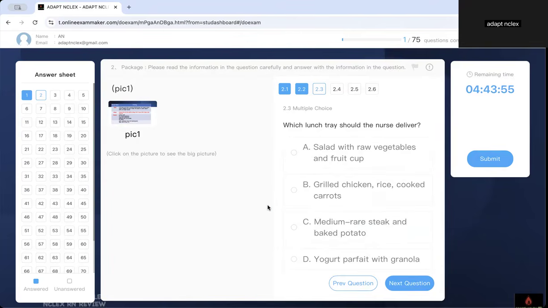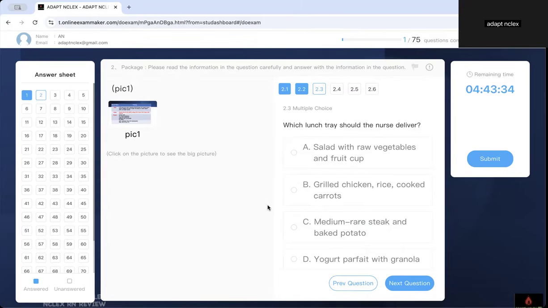Which lunch tray should the nurse deliver? I'm testing your knowledge about neutropenic precautions. I know you know the answer for this. Stop the video, pick the answer choice, and put that in the comment with hashtag 2.3. This is what I select. What food will you give to this patient? Salad with raw vegetables and fruit cup?